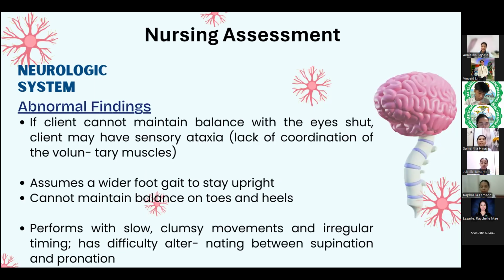For abnormal findings, if the client cannot maintain balance with the eyes shut, the client may have sensory ataxia, a lack of coordination of the voluntary muscles. The client assumes a wider foot gait to stay upright, cannot maintain balance on toes and heels, performs with slow, clumsy movements and irregular timing, and has difficulty alternating between supination and pronation.